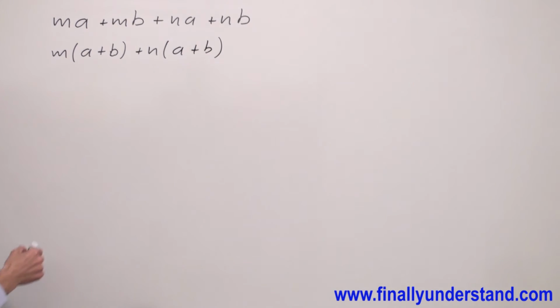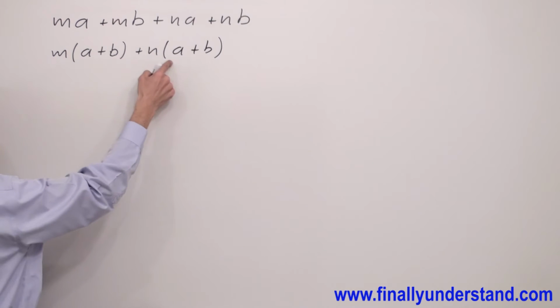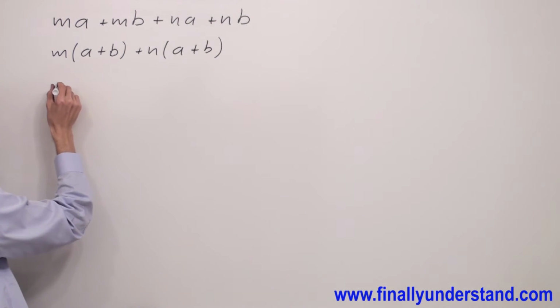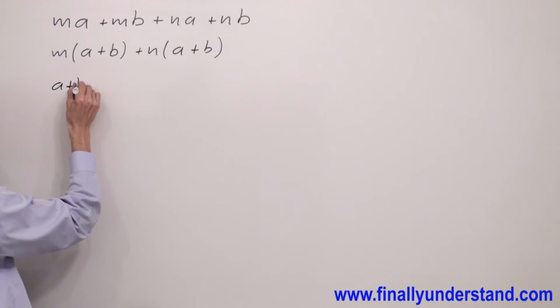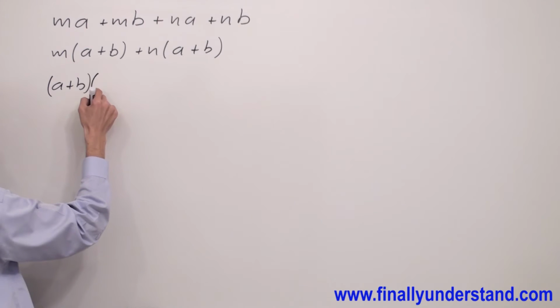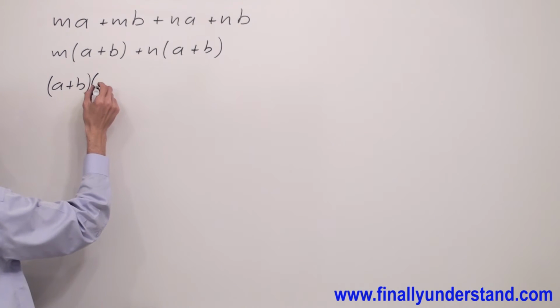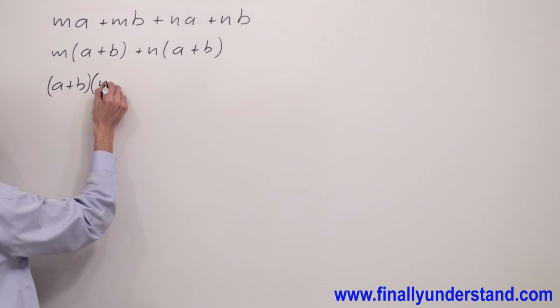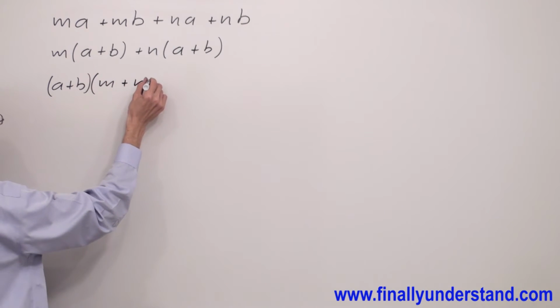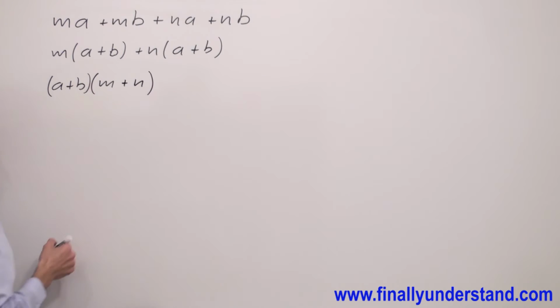The common factor for these two terms is a plus b. I'm going to factorize it. I'm going to have a plus b. And inside the second pair of parentheses, I'm going to write everything whatever left. I have m plus n. And this is the solution to my problem.